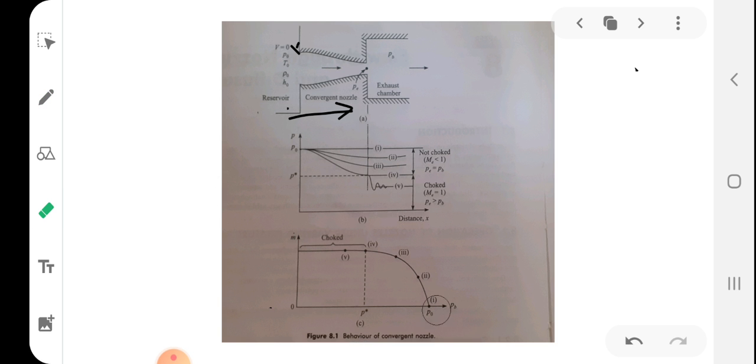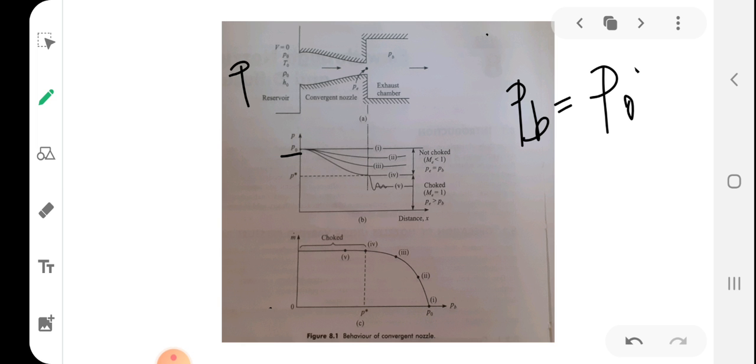Students, we will start with back pressure. Actually, we are varying the back pressure. Here the y-axis is back pressure. Let the initial back pressure PB be P0, equal to the reservoir or stagnation pressure. So what will happen? Here P0, here also P0, which means there is no pressure differential. That means there will be no flow through the nozzle.